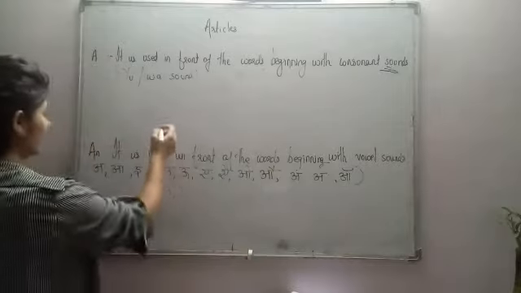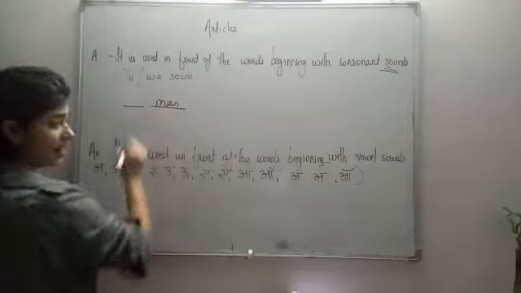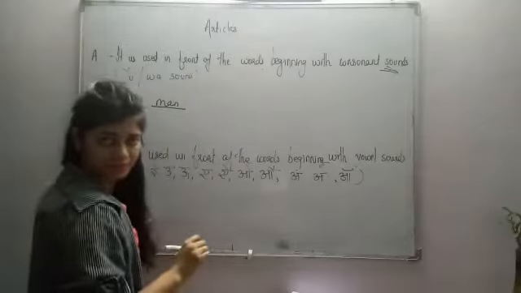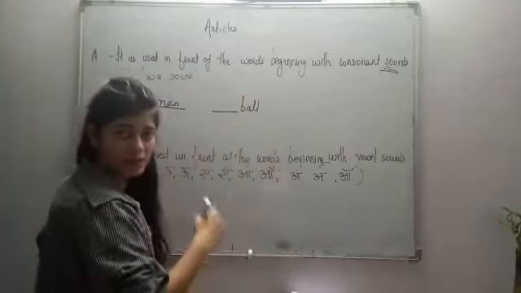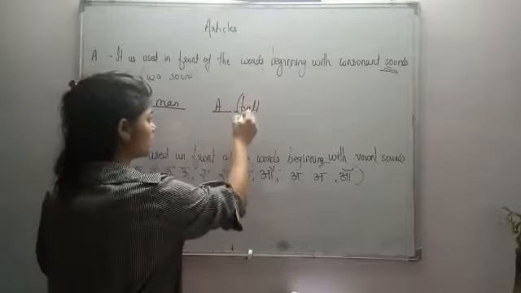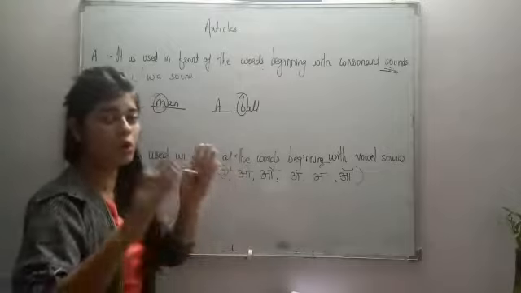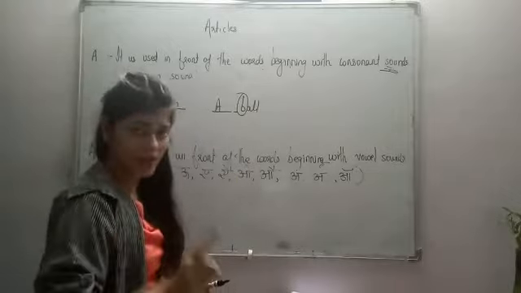Now, for example, if I say man, so what will I use here? A man. If I say ball, what will I use here? A ball. These are easy because these words are starting with consonants itself, and they are also giving you consonant sounds. Now where does the trick arise?